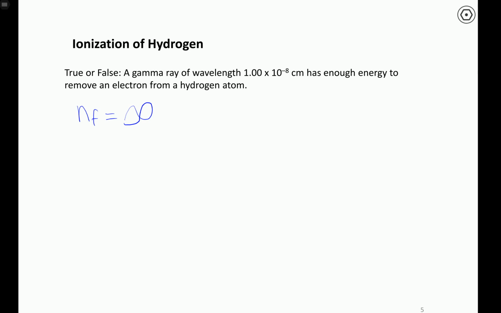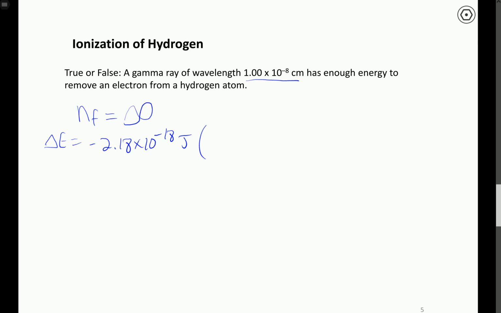So we're just going to use the Bohr equation. Now we want to know, is this gamma ray, 1 times 10 to the minus 8 centimeters, does that have enough energy to remove an electron from a hydrogen atom? So the first thing we need to do is calculate the ionization energy of hydrogen. So for this, again, it's the change in energy involved with taking an electron from the ground state, n equals 1, to n equals infinity, which is completely removing it. So we use the Bohr equation.